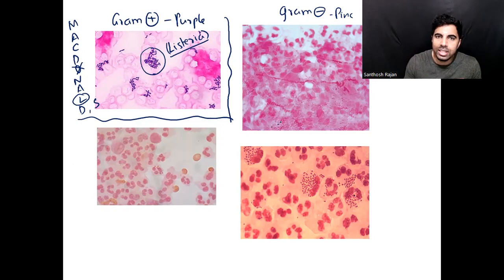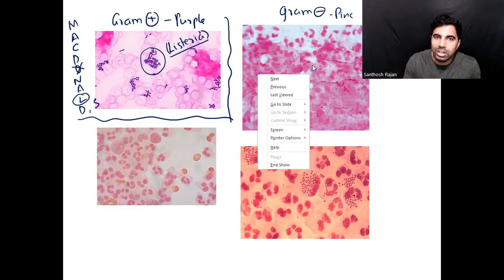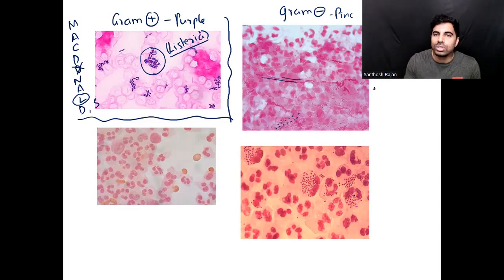Now Gram negative, pink color. See this one, here are these bacilli. This is called a tram track. If you see these bacilli, it looks like a tram track, a train track, a passage. They are also called school of fish.